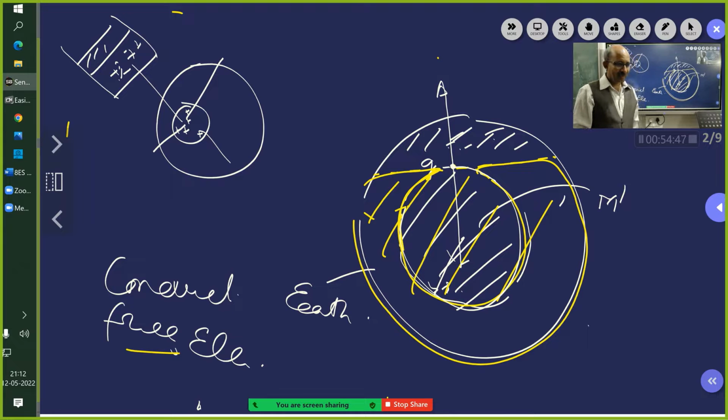What about the net force? Net force will be there, but what happens there? See, net force will be there on the charges, but through the insulator the charges cannot move.